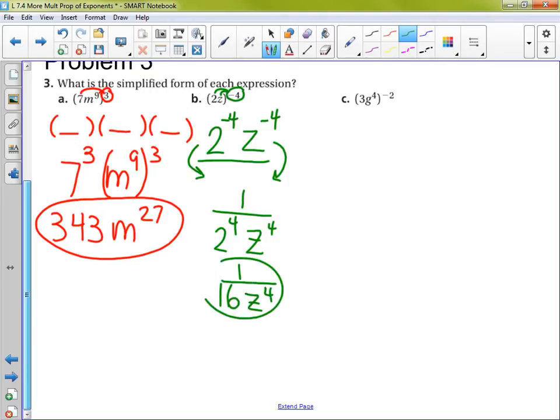So your answer is 1 over 16z to the 4th. And the last example, negative 2 is the exponent on the outside, so I'm going to give it to the 3 and to the g to the 4th. So I write it out. 3 raised to the negative second, g to the 4th raised to the negative second. G to the 4th raised to the negative second becomes g to the negative 8th.